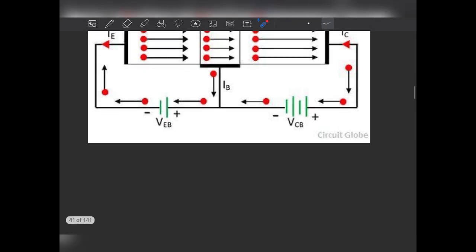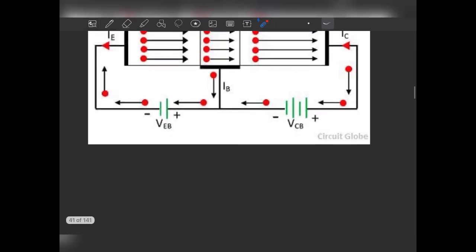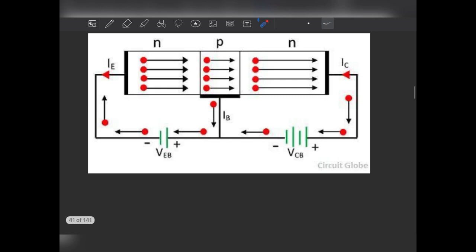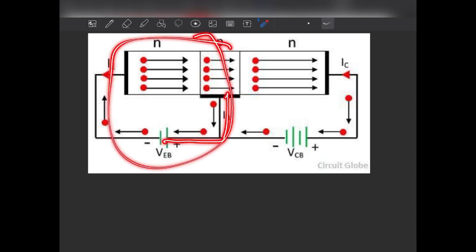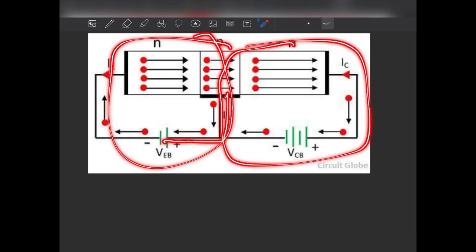And what happens for proper biasing of the transistor? We keep the base-emitter junction in forward bias, because here you see the negative terminal is connected to the negative side of this transistor and the positive is connected to the positive side. So this area is forward biased and this area is reverse biased.